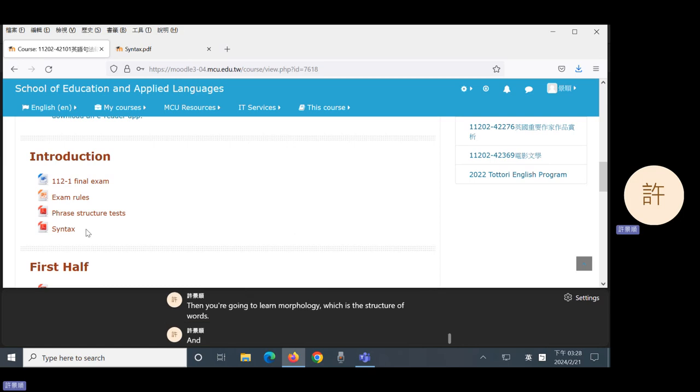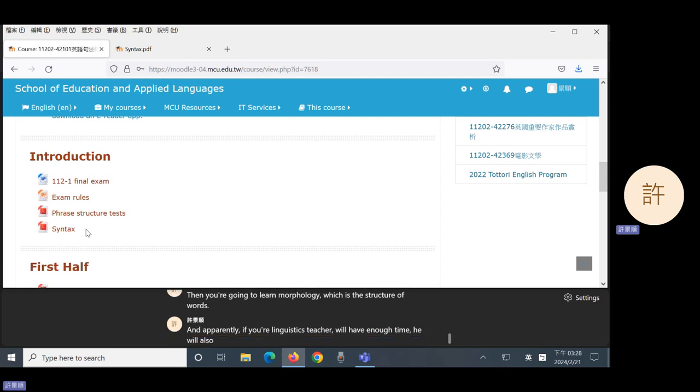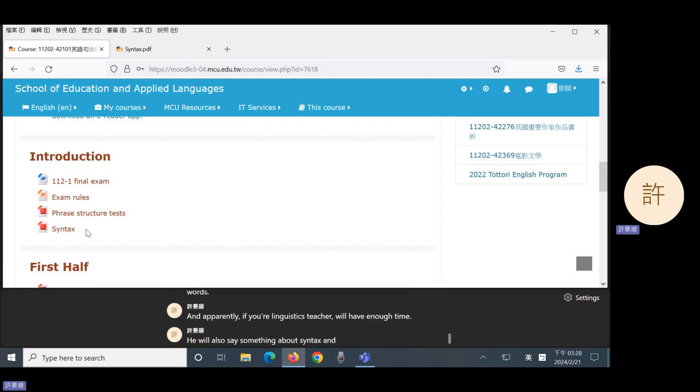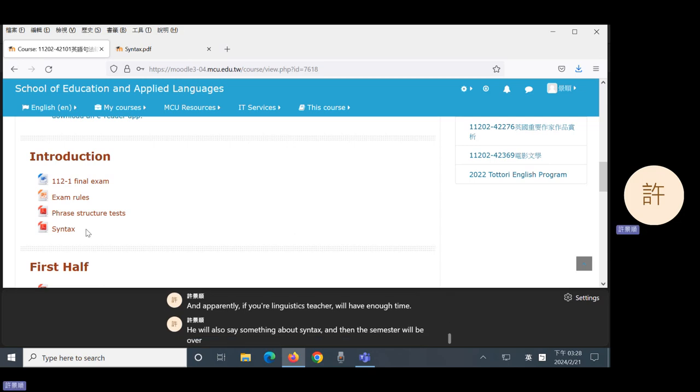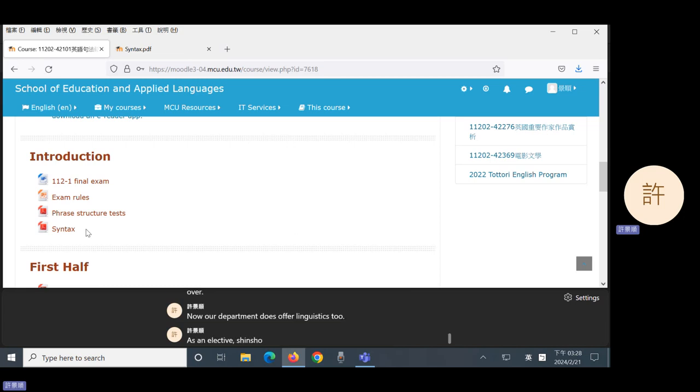And apparently, if your linguistics teacher has enough time, he will also say something about syntax, and then the semester will be over. Now, our department does offer Linguistics 2 as an elective, but I checked. In Linguistics 2, you will be learning about semantics. How do you tell the meaning of a sentence? You will learn about pragmatics.